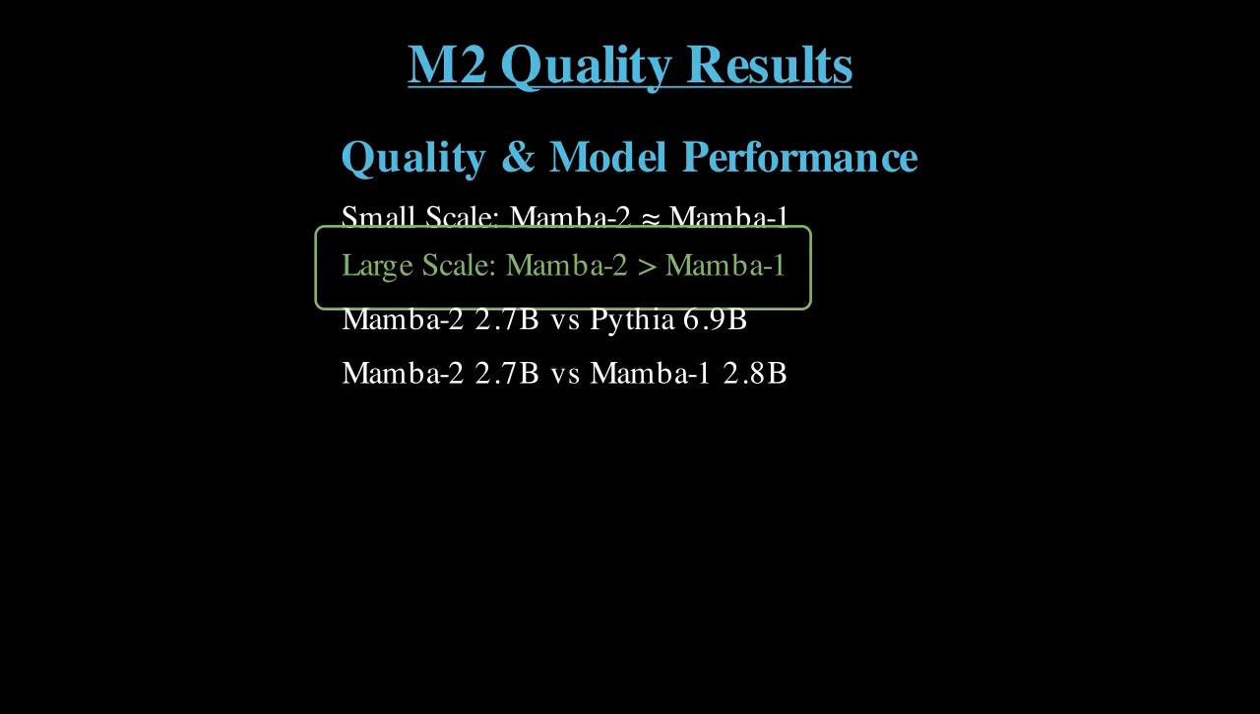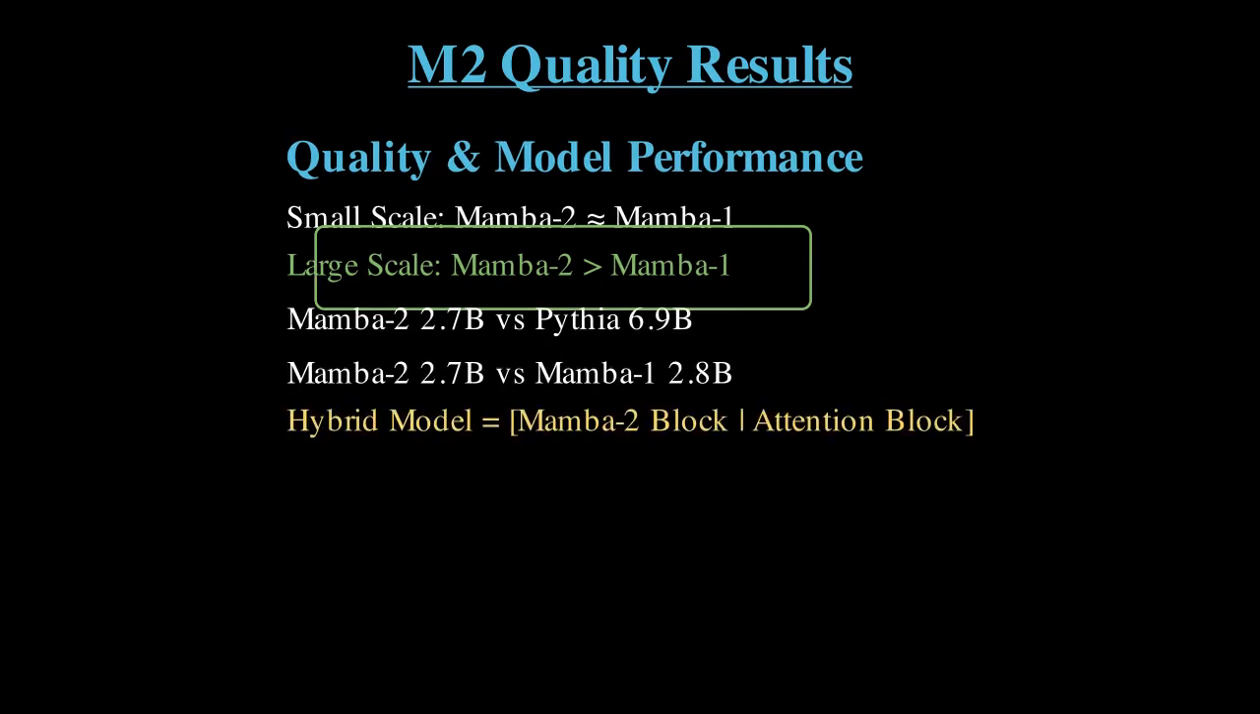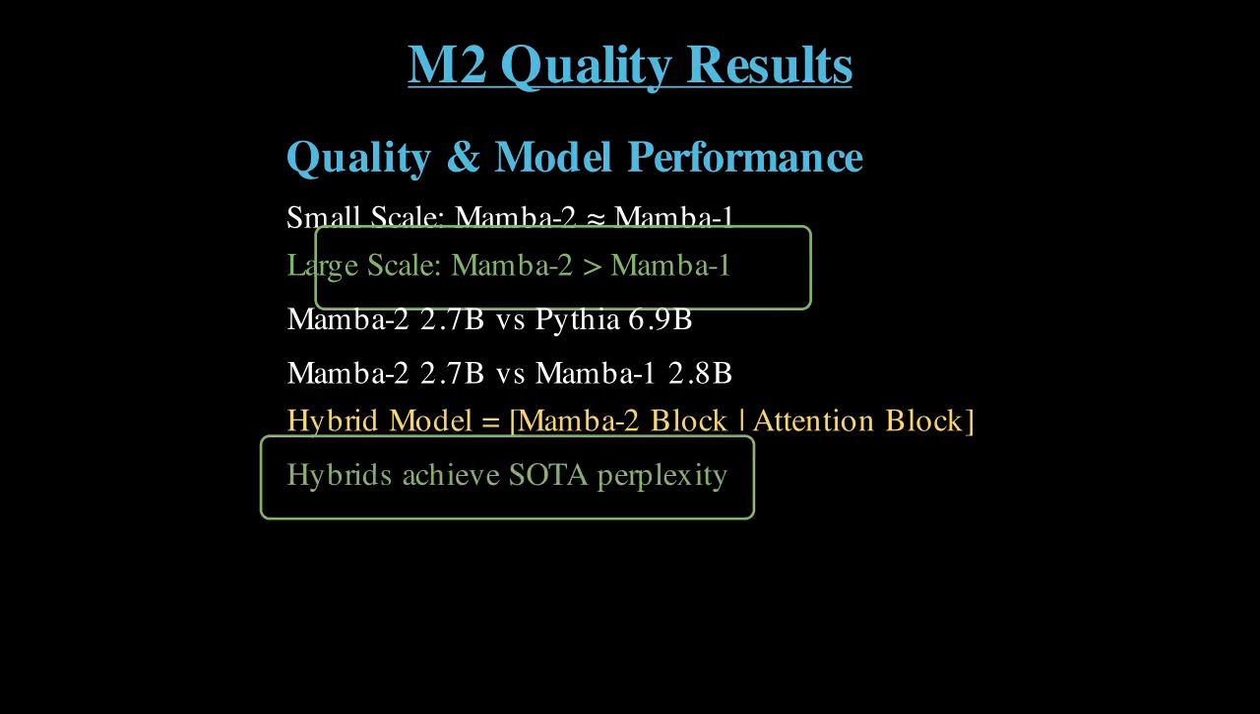Furthermore, the Mamba-2 block is very flexible. We can create powerful hybrid models by interleaving Mamba-2 blocks with standard attention blocks. These hybrids capitalize on the strengths of both architectures: the global context of attention and the linear time efficiency of Mamba-2. The results are excellent, achieving state-of-the-art perplexity for their parameter count.